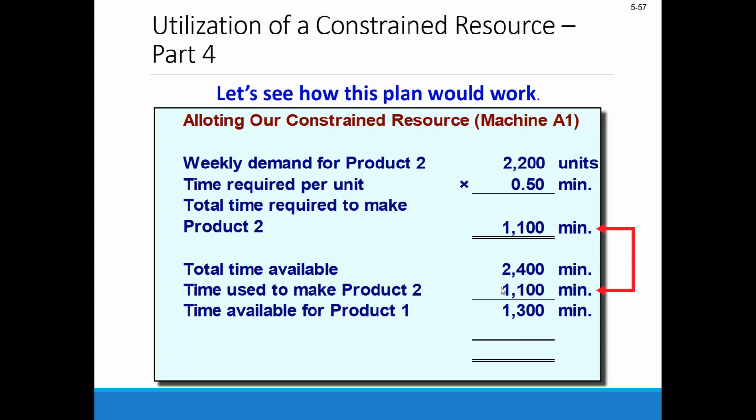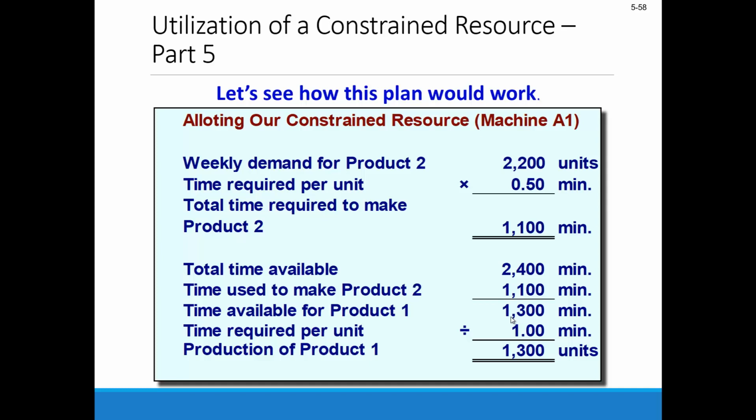Minus the 1100 we're using to make product 2, leaving us with 1300 minutes to produce product 1. Since product 1 takes a minute for each unit of product on that machine A1, we can make 1300 units of product 1 in that remaining time. So again, we're just trying to prioritize the use of this limited resource.